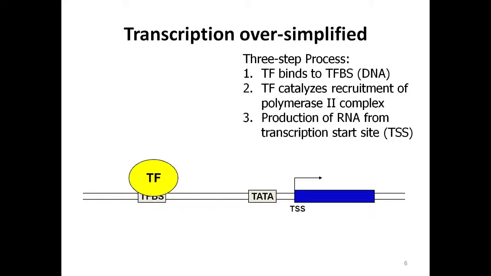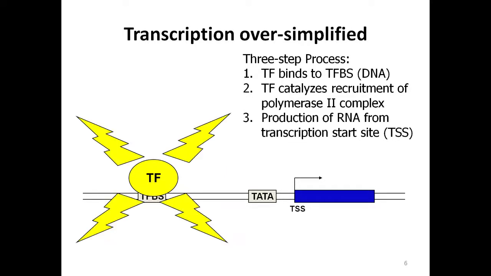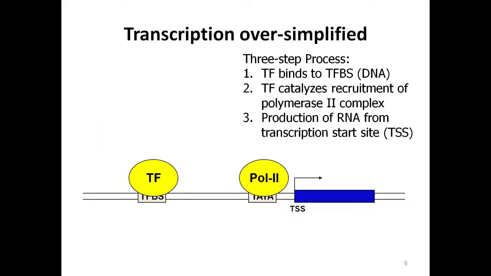Okay, so starting with transcription. So this is a very oversimplified view of what transcription is. So it's a very simple model. This is a three-step process where a transcription factor binds to a binding site. The transcription factor catalyzes recruitment of the RNA polymerase II complex, and then that causes the production of RNA from the transcription start site.